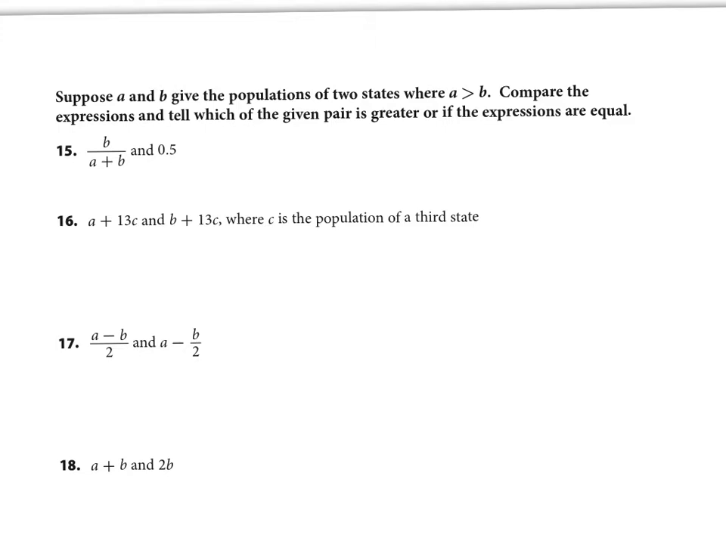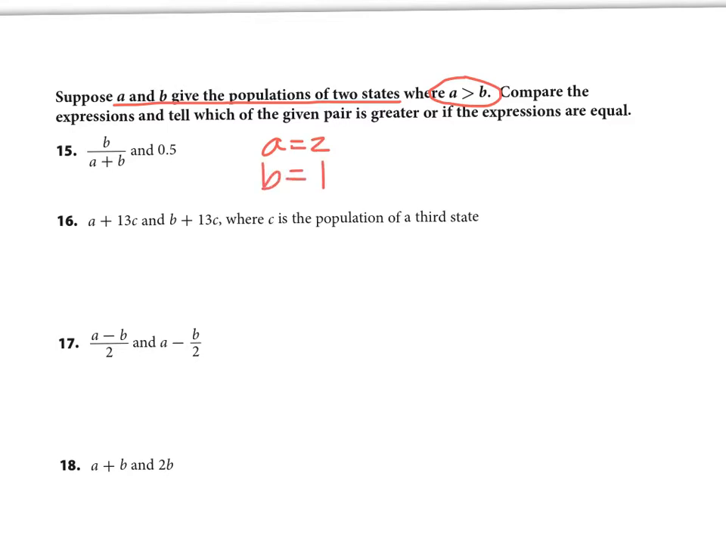We know A and B give the populations of 2 states where A is greater than B. First thing we want to note, since A and B give populations of 2 states, their populations have to be positive values. Now, I don't know what those values are, but it doesn't matter. All I know is A is greater than B. So I'm going to say A is 2, and B is 1.